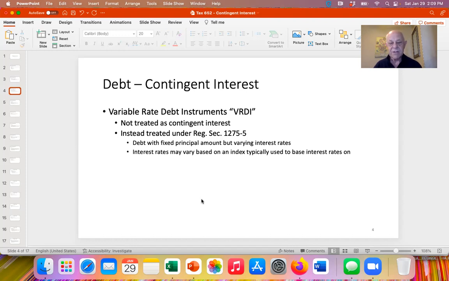Or we can have it where the interest rates may vary based on an index that people use to measure interest rates by. Could do it based off of LIBOR, based off of Fed funds. That's not a contingent debt. That's just debt that has its rates varying, but they're all based on interest type rates. And as I said, those are under Reg Section 1.1275-5.